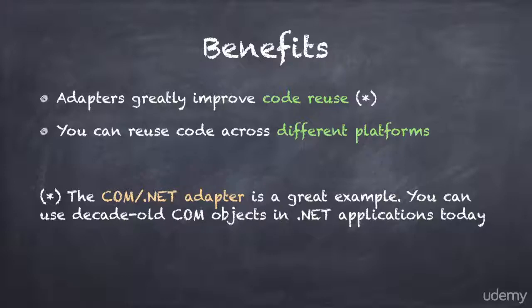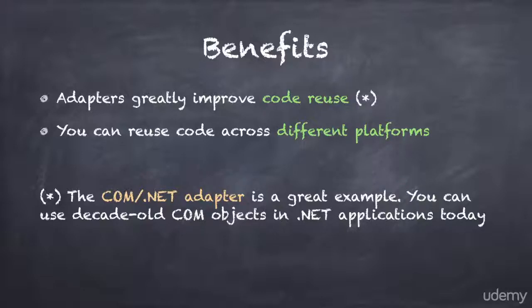The COM/.NET adapter is a great example of this benefit. Because of this adapter, you can use decade-old COM objects in .NET applications today, even though the COM and .NET domains are utterly incompatible with each other. Another benefit of adapters is that you can reuse code across different platforms. Components specifically designed for one platform can be reconfigured to happily interoperate with another platform. This prevents you from having to reinvent the wheel every time and rewrite the component from scratch.